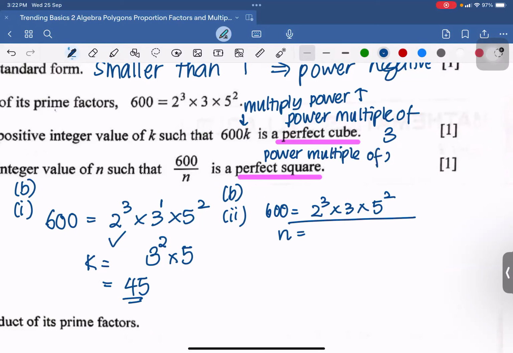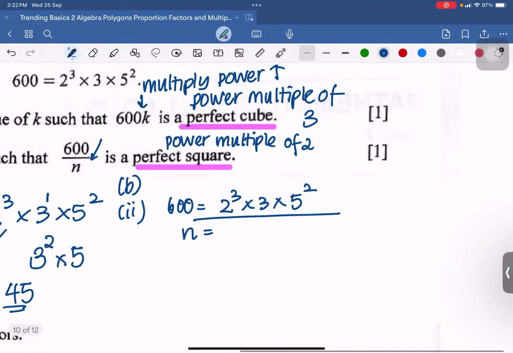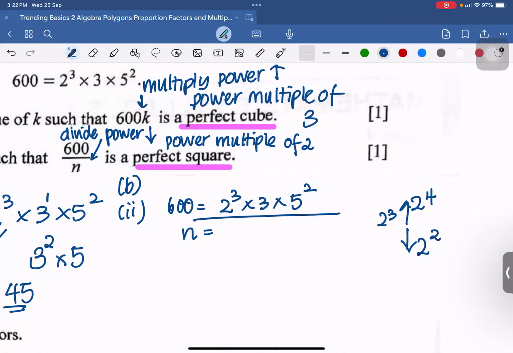Power multiple of 2. So let's see. When I have division, divide, does the power increase or decrease? Decrease. So I'm making the power go down. Observe 2 cube first. Am I going to make it become 2 to the power of 4 or decrease the power to make it become 2 square? 2 square. Yeah, I want to make it become 2 square because I'm doing a division. Divide, the power decreases. So I must make it become 2 square.